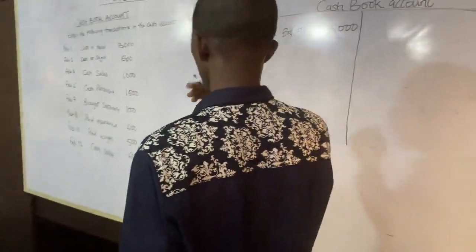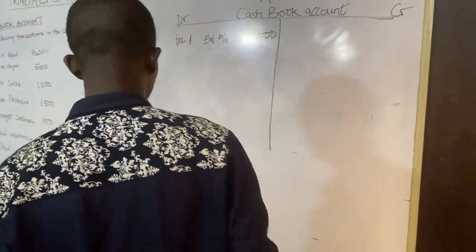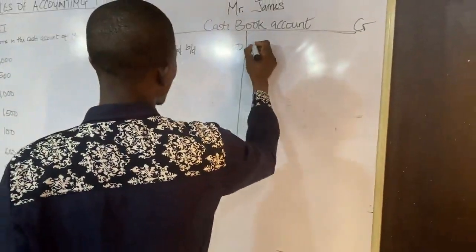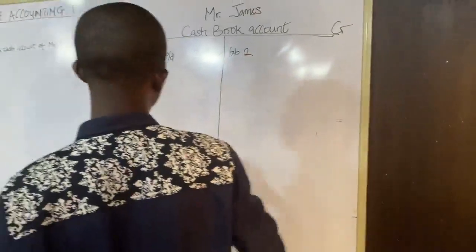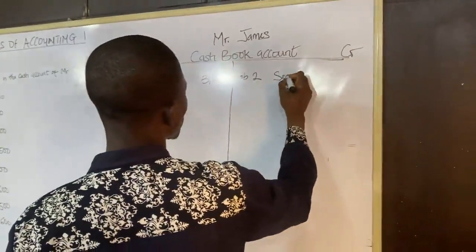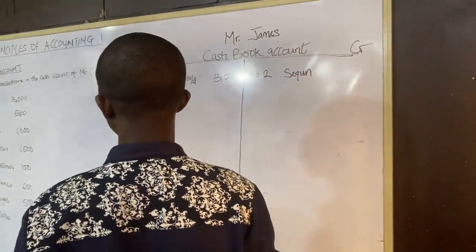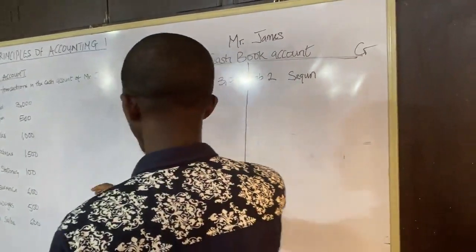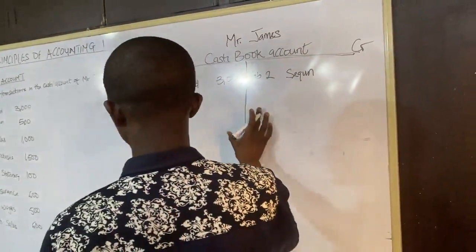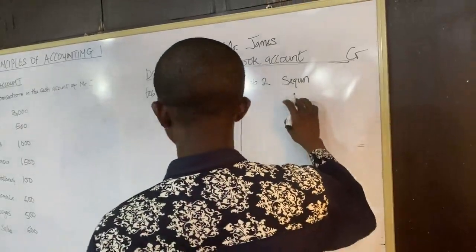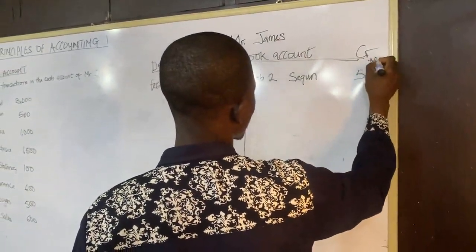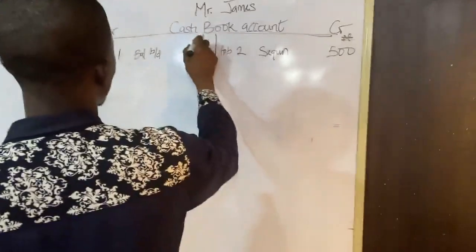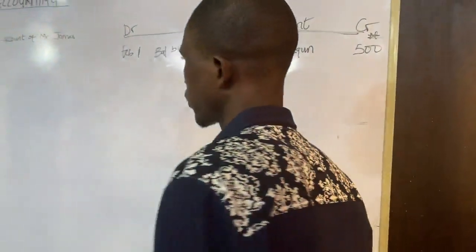February 2, he gave Shegun cash. So you write Shegun. If you are still examining the principle of double entry, we would have just opened another account, but we are only concentrating on the cash account this time around. Cashbook, 500 naira.